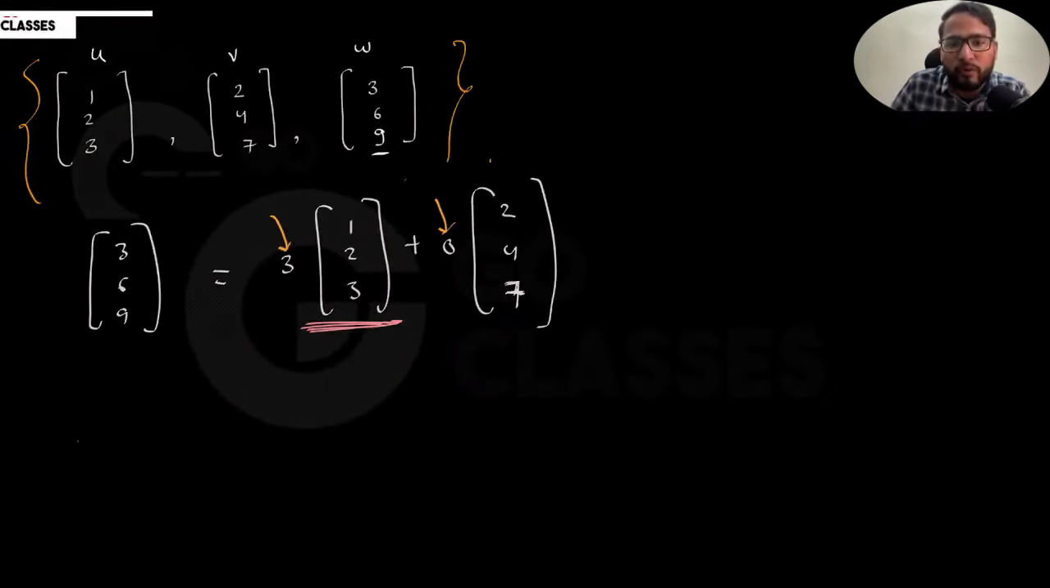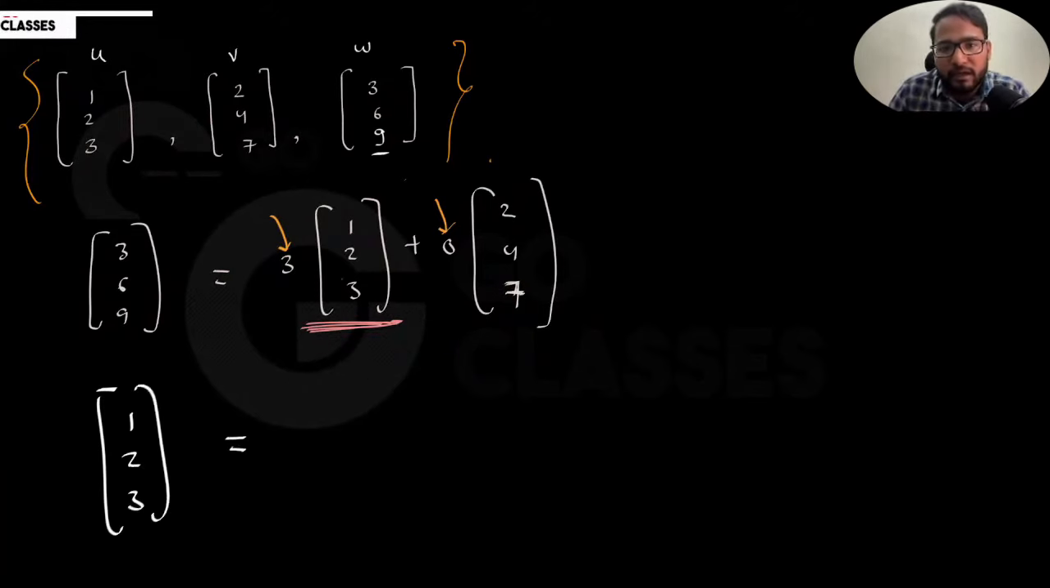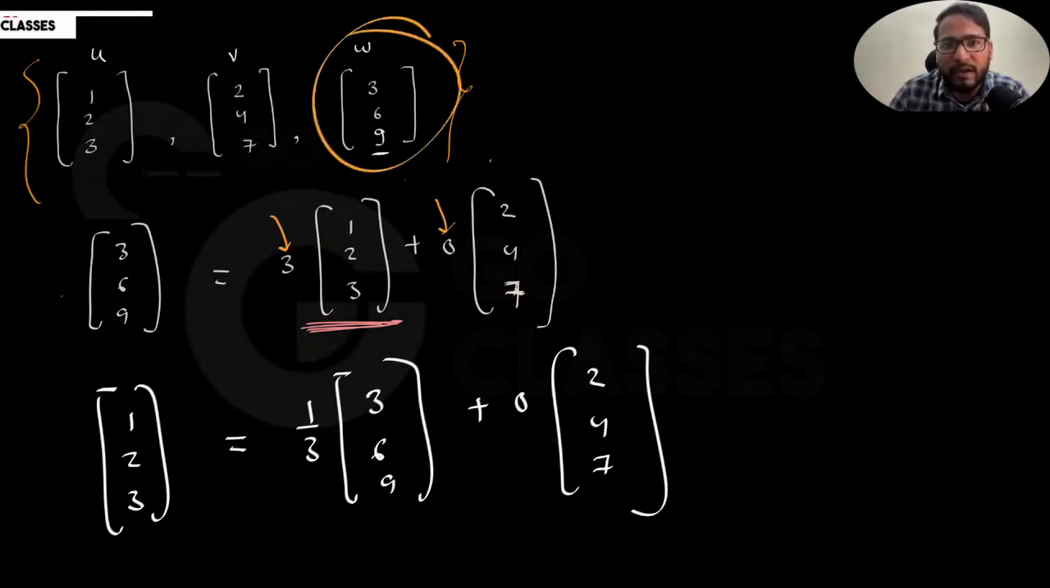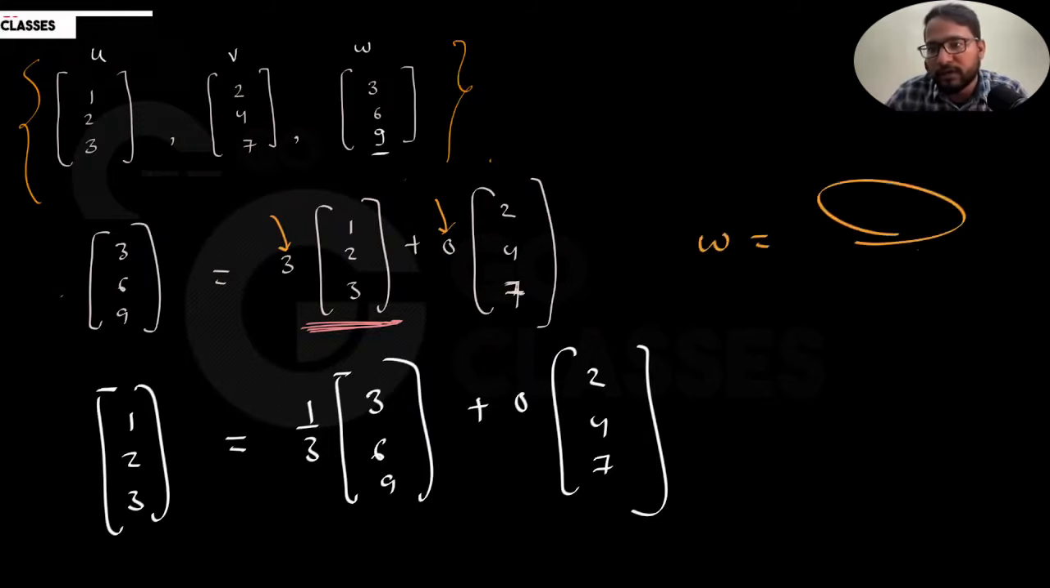What you just need to do is probably write it here, which is 1, 2, 3, and then 3, 6, 9, 1 by 3 of 3, 6, 9, and then this will be just a 0, right? So yes, you can definitely represent this vector as a linear combination of other vectors. You have represented W as a linear combination of other vectors. You have represented U as a linear combination of other vectors, right? This is W, this is U.